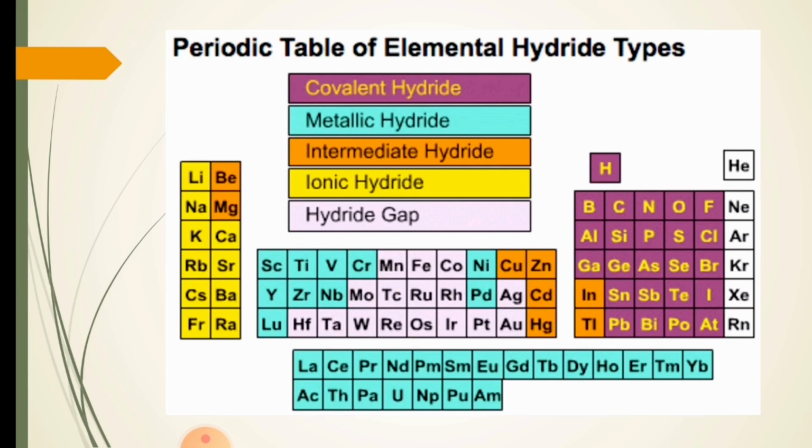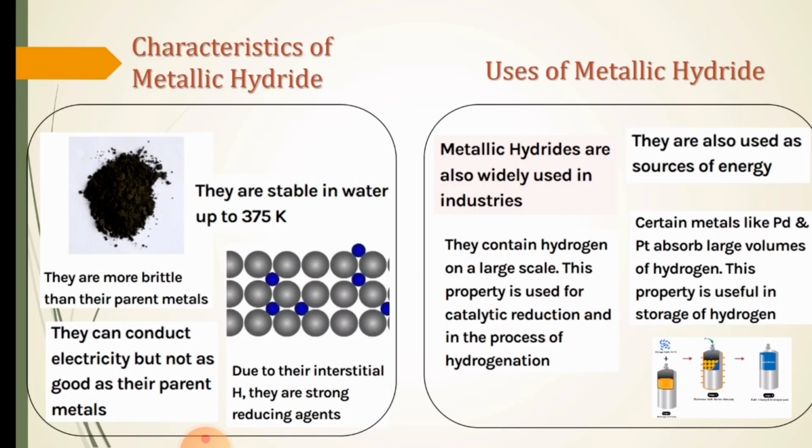So this is the periodic table that shows the hydride on the first row transition metals from scandium to zinc, and manganese, iron, and copper do not form metal hydride. The characteristics of metallic hydride: it is stable in water, more brittle, and it can conduct electricity but not as good as its parent metal. It is a strong reducing agent due to its interstitial hydrogen.